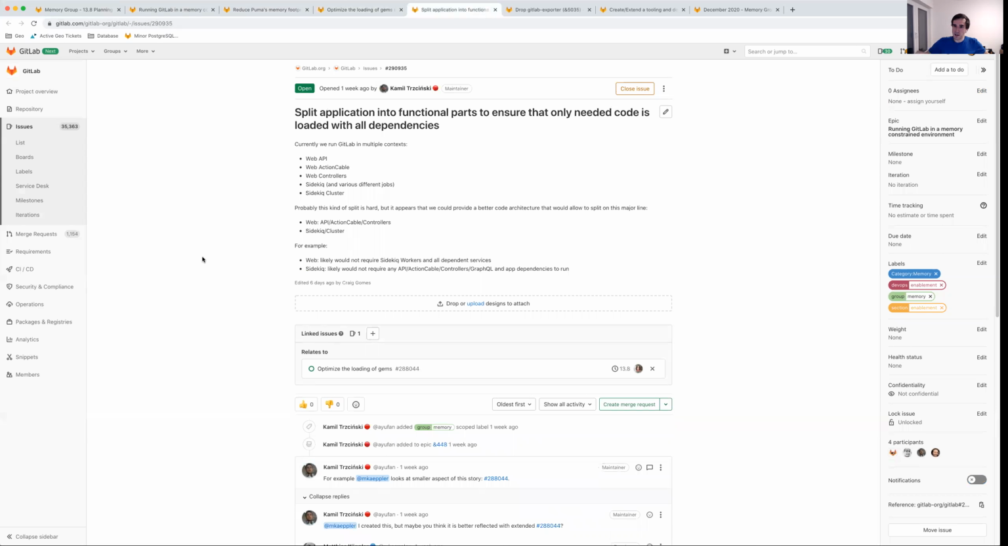Another angle of attack is splitting the application into functional parts to ensure that only needed code is loaded with all dependencies. That also makes intuitive sense. We should really only load the parts of GitLab that are needed and not keep all of the dependencies and unneeded other parts in memory if we can avoid it. So this is going to address that concern and investigate how that works.